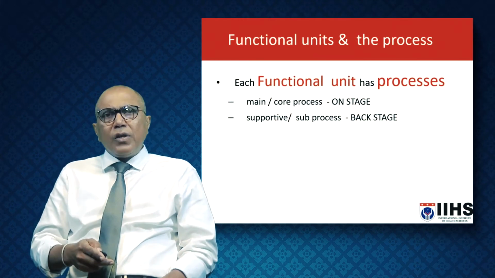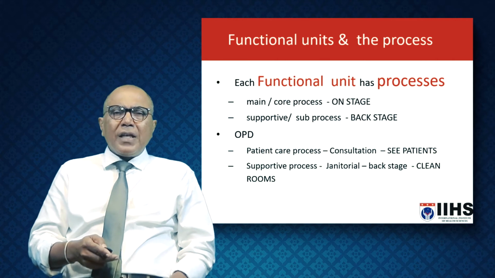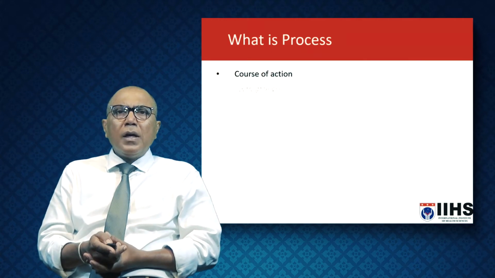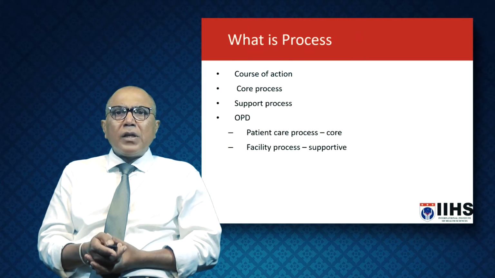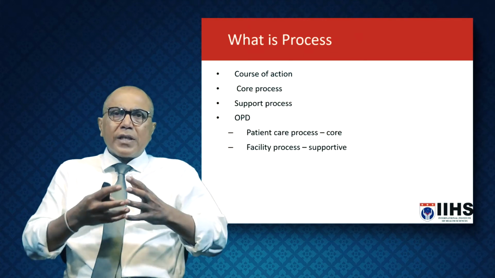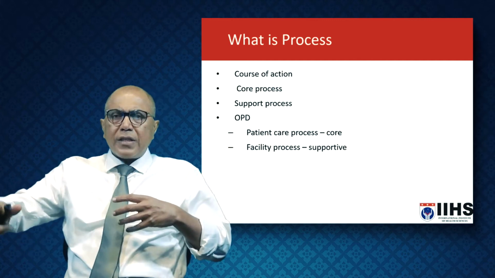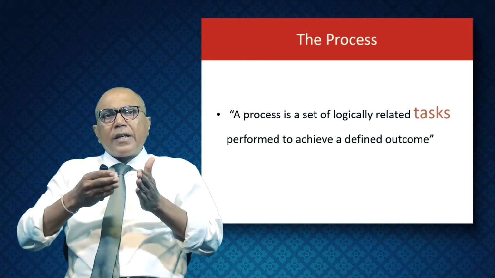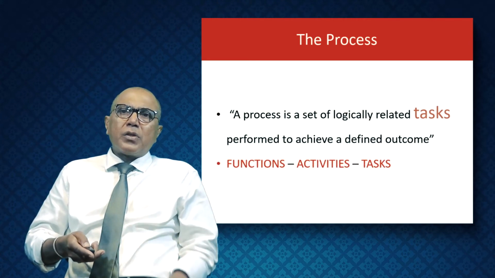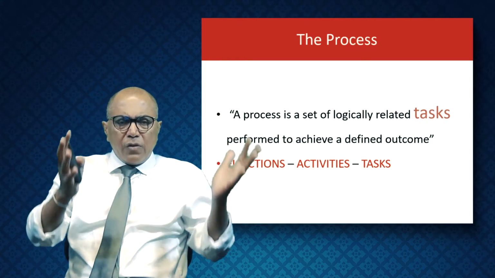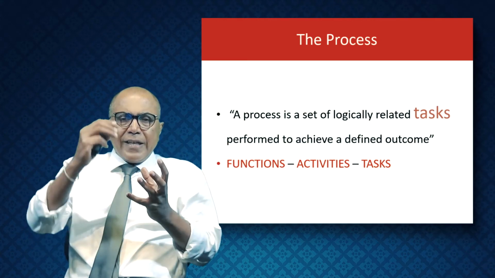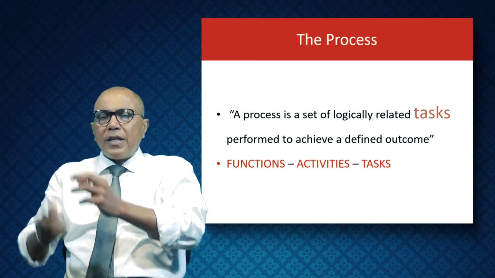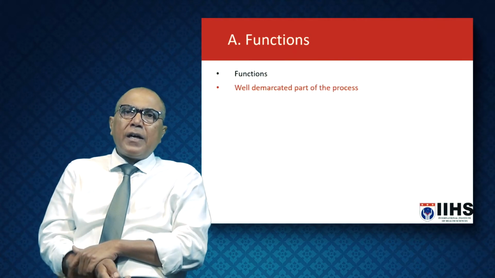So in a functional unit, basically we have a patient. Typically there's a patient care process and there's a facility process, as I told you before. The processes are a set of logically related tasks to define outcomes. Initially, this functional unit has main functions. Each function would have activities, and each activity has small tasks. So let me give you a brief on this.